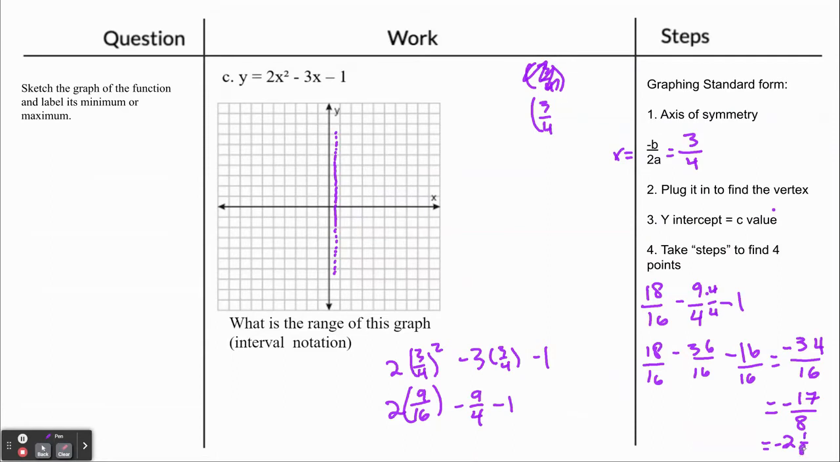So negative 2 1/8, if we look here, it's probably right around here. Again, that's as close as I'm going to get there. So negative 2 1/8.